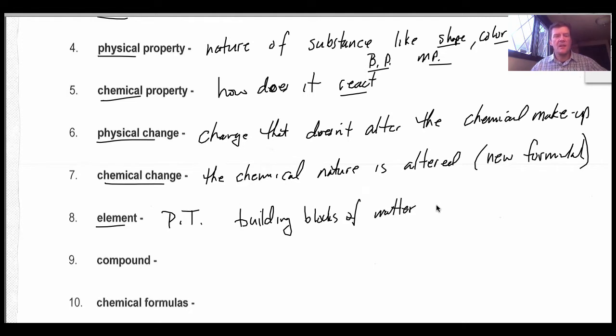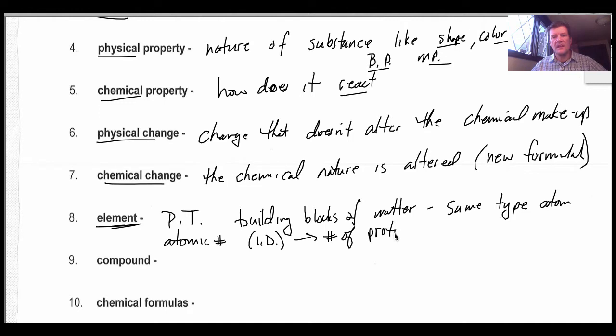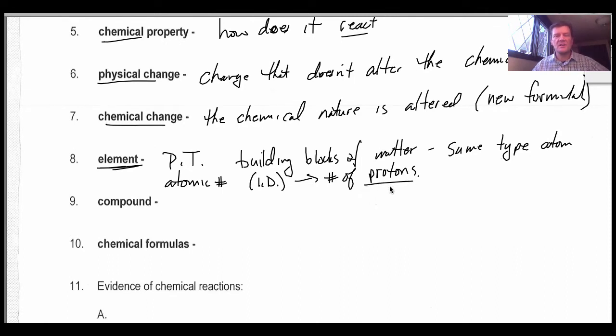Meaning they all have one type of atom. An element, all the atoms of an element are the same atom, the same number of protons. Remember when we look at the atomic number, that atomic number is like its ID. The atomic number is telling you the number of protons, and every element has a unique number of protons. The number of neutrons can change, those are called isotopes, and the number of electrons can change, those are called ions. But for a specific element, the number of protons can never change.